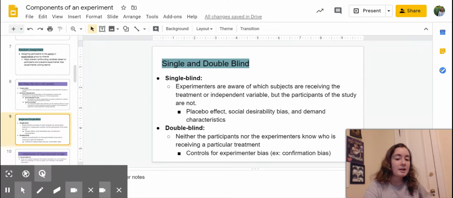And like I said, single blind is just when the experimenters know if the participants are in the control or experimental group, and the participants do not know which group they're in.